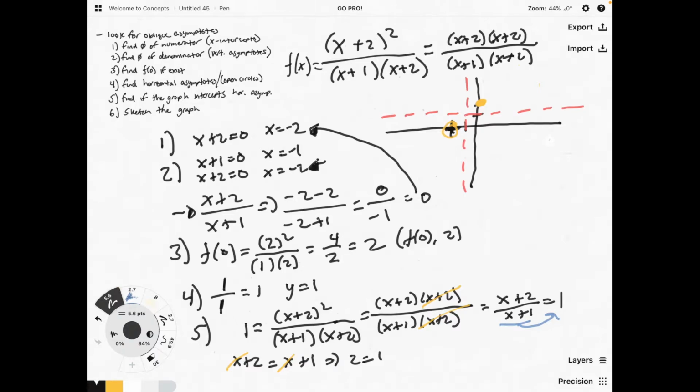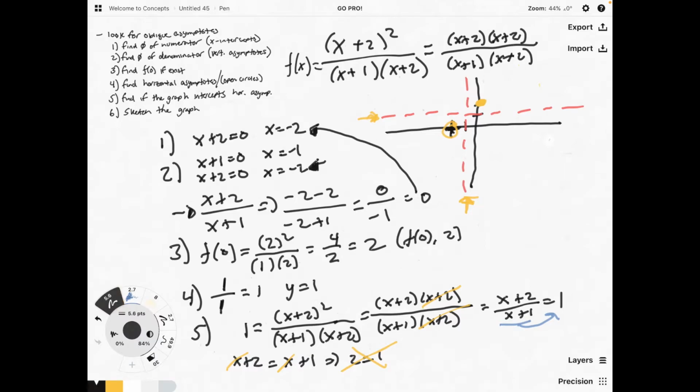And this is not true because 2 does not equal 1, and therefore we know that it does not cross that horizontal asymptote. So then that gives us our bounds, and we cannot cross over this horizontal asymptote that we found or this vertical asymptote that we found.